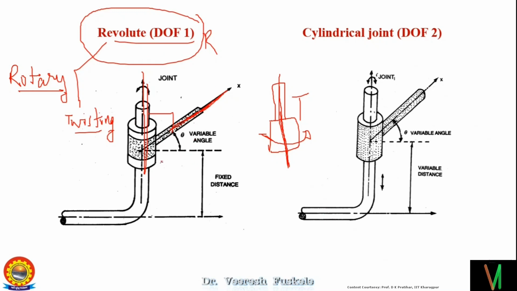Again the degree of freedom will be 1, because this can only have movement in one direction. This can only rotate about this axis, so the degree of freedom is 1. But in the case of the cylindrical joint, we have degree of freedom as 2.